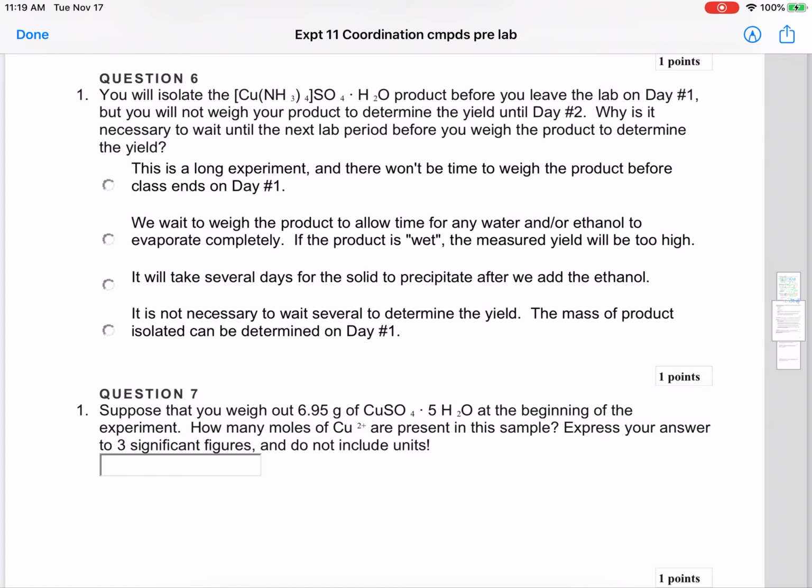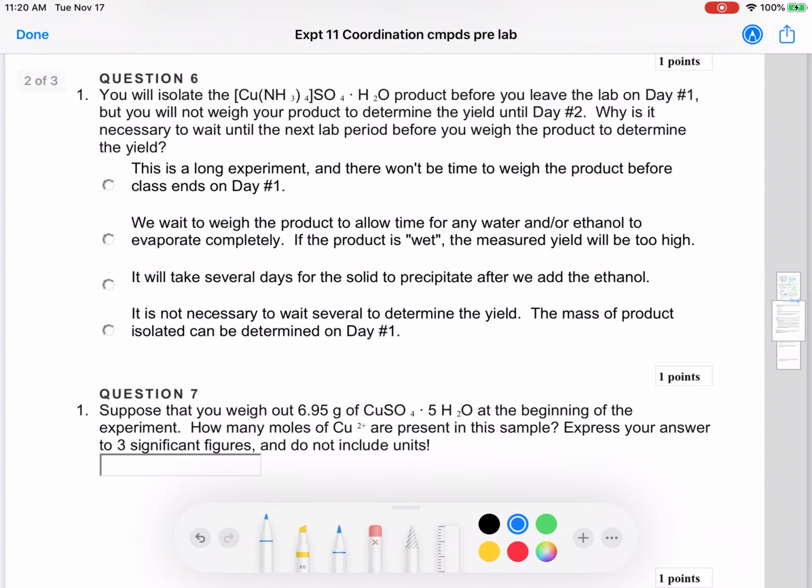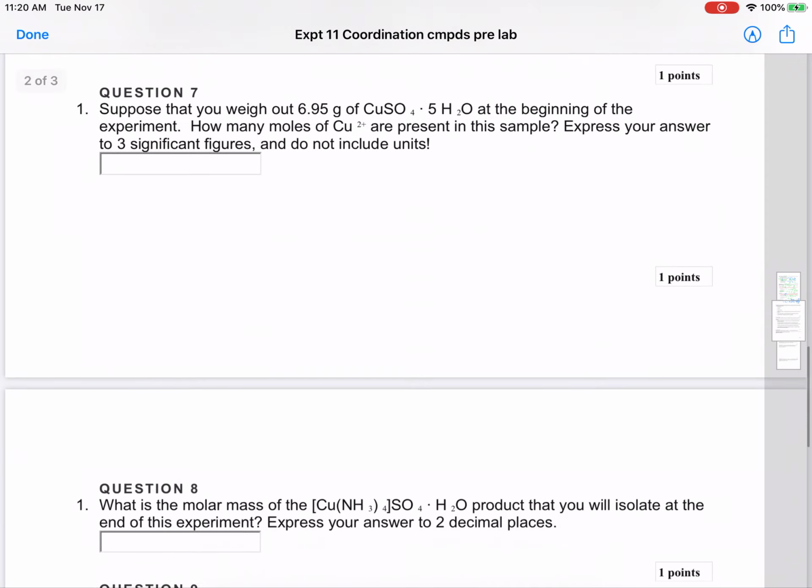There's one word missing in the last one. It is not necessary to wait several days to determine the yield. The mass of the product isolated can be determined on day 1. So that is a correct answer. So you figure out which one is the correct one. Okay. Alright. So the next one.